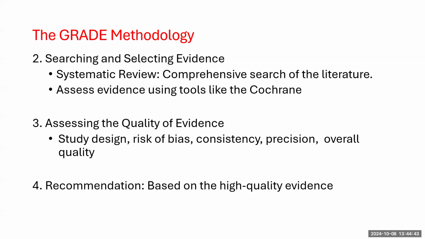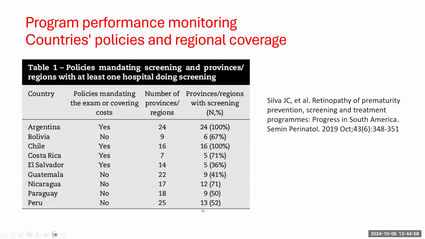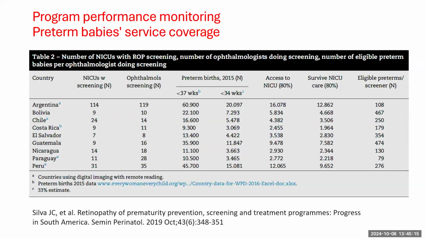Correct. Okay, then we have to choose the methodology to do systematic review, assessing the quality of evidence, and then the final recommendations. Next. Then we have to monitor which countries are making the exam mandatory and covering the cost, and the provinces in each country that are really implementing the program. Next. Here, you then start to measure the proportion of eligible preterm infants that were screened, so the coverage of screening. Next.